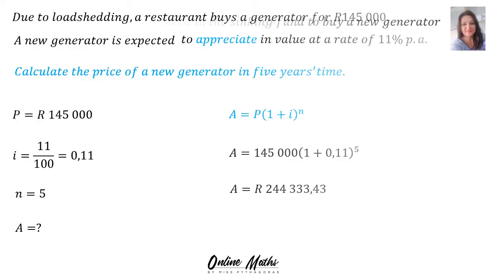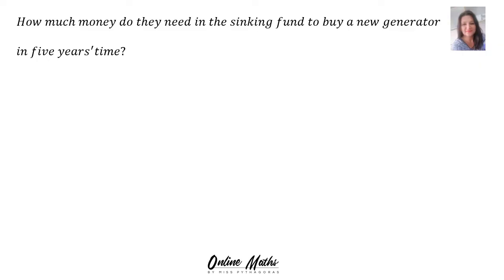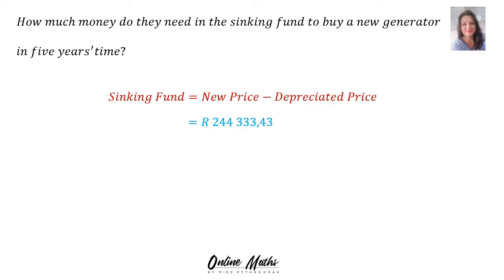The third question will be, how much money do they need in the sinking fund to buy a new generator in 5 years' time. Therefore, we'll say the value of the sinking fund equals the new price minus the depreciated price, which is the 244,000 minus the 53,000, and then the value in the sinking fund is 190,576 Rand and 15 cents.